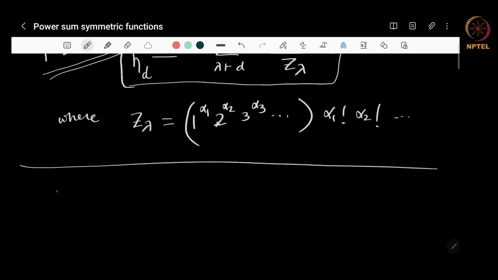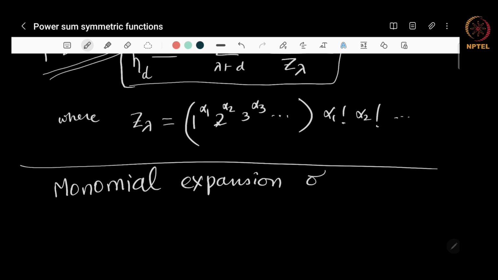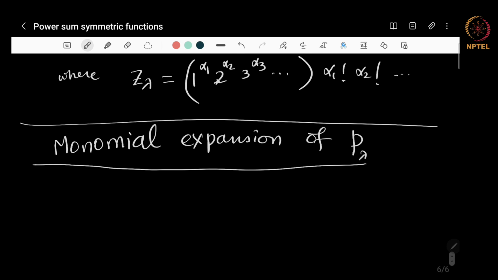And one can also do something concerning the monomial symmetric functions. So this is the monomial expansion of the power sum symmetric function p lambda. Let me just quickly sketch what I'm looking for. A given p lambda is nothing but p lambda 1, p lambda 2, p lambda 3, and so on.